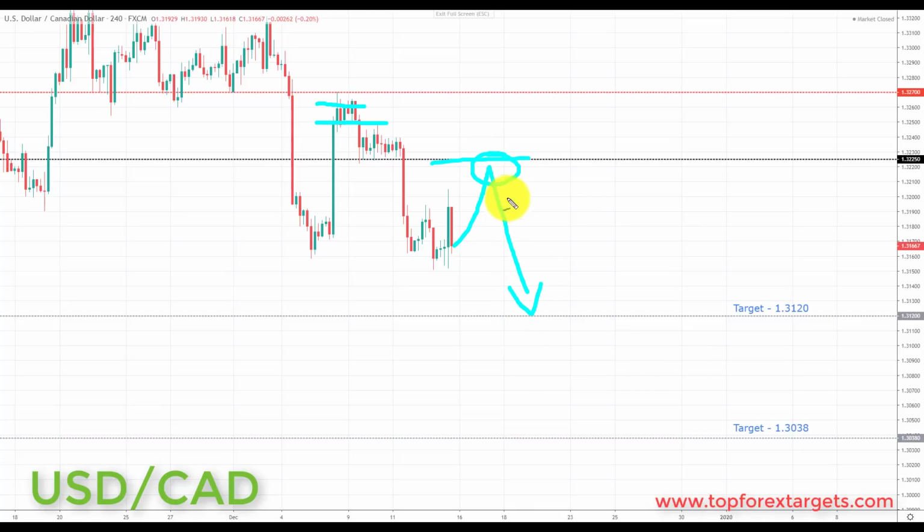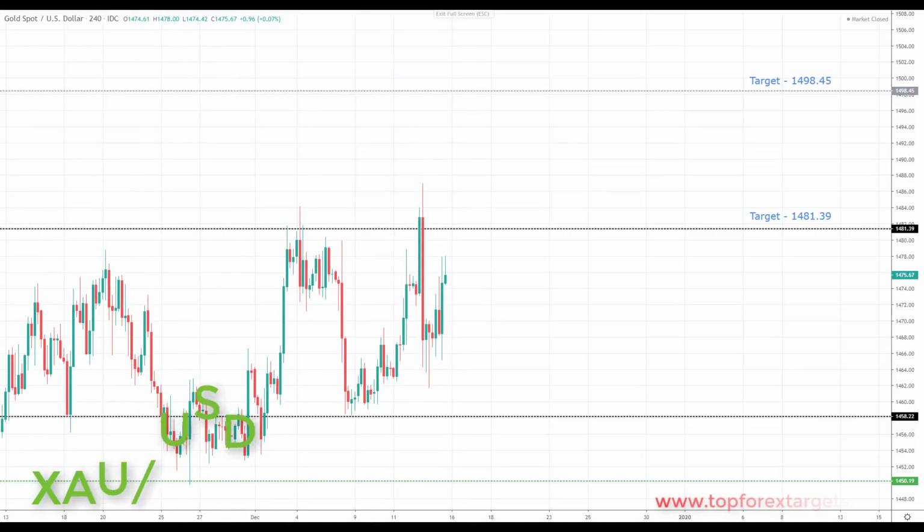And we're going to be looking at initiating shorts down towards the next key area of support to the downside in the target set, the 1.3120. And if we can get a break through here, we're going to be looking down towards the next key area of support to the downside in target 2 at the 1.3038. And last but not least, we have gold.